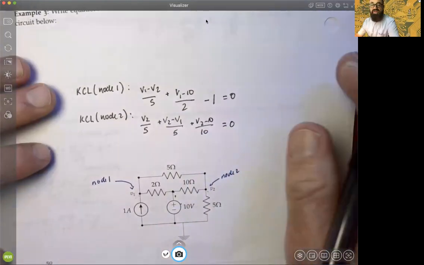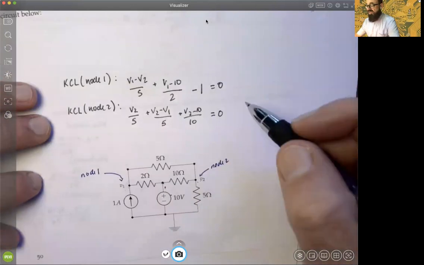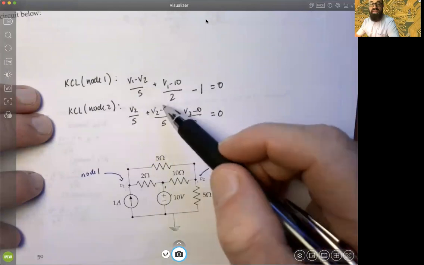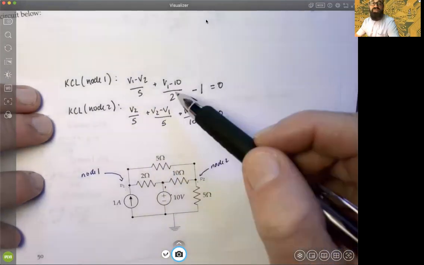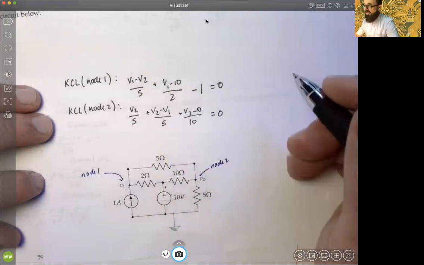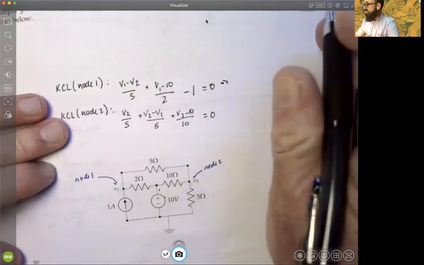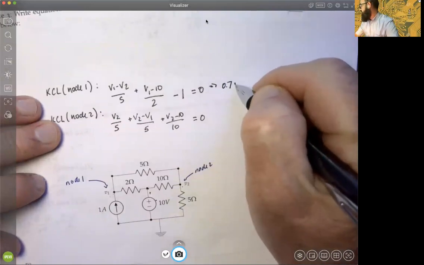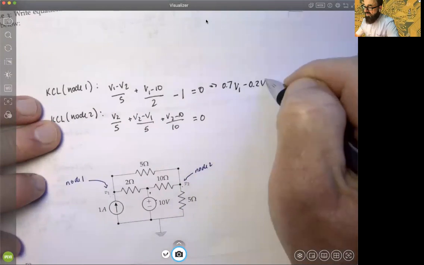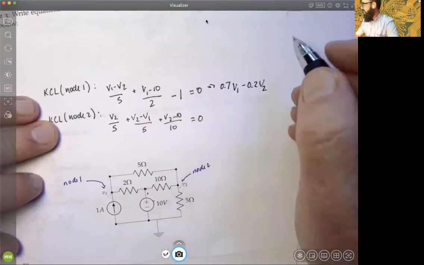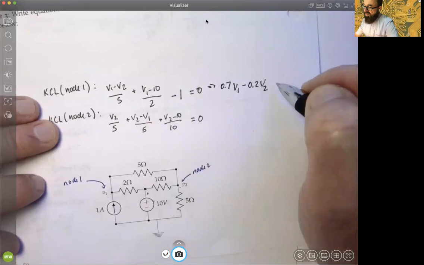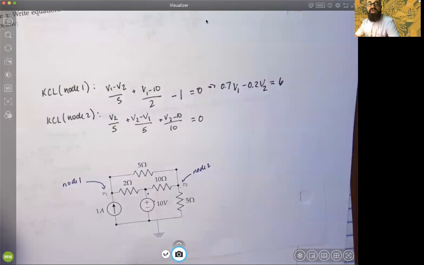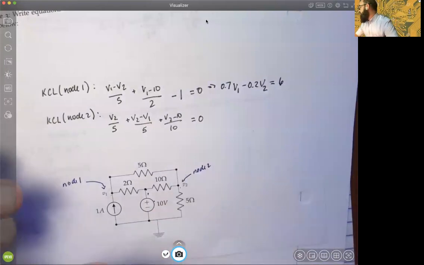So in terms of resolving these node voltages, you could clean this up by collecting all of the like terms for V1 and V2, and finding common denominators. If you did that in this case, this first equation would turn out to be 0.7 or 7/10 V1 minus 0.2 or 2/10 times V2. And then on the other side, that's going to be equal to 6. Again, you're just getting common denominators and then shifting constant terms over to the side.